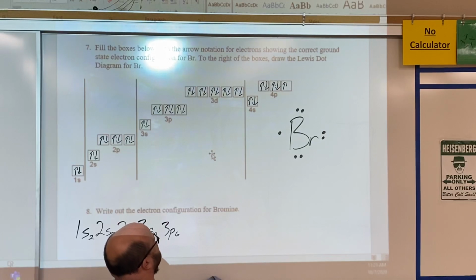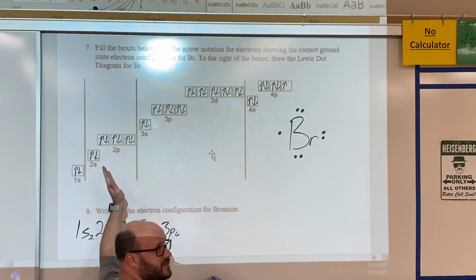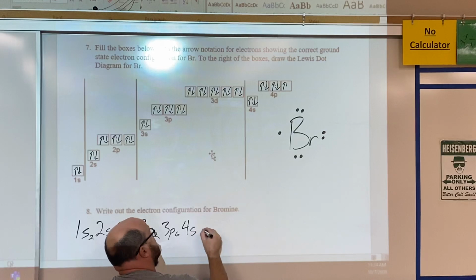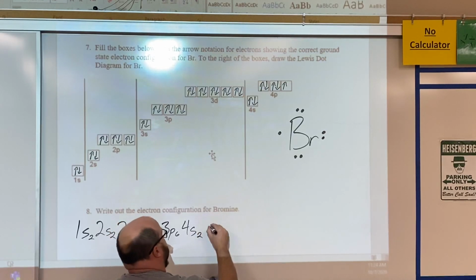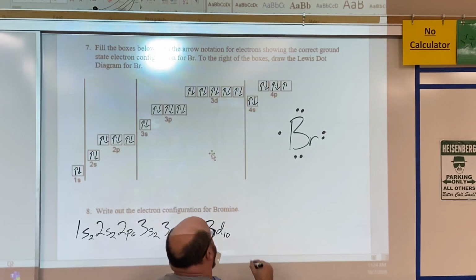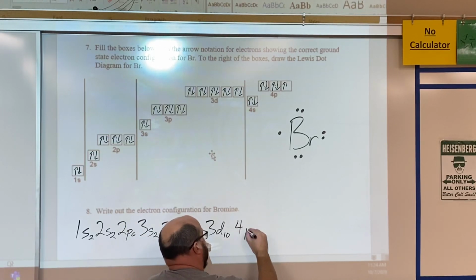3d10, but technically 4s comes before that because the s sublevel is on the left-hand side and then the d. So we would say 4s2, 3d10, and then 4p6.